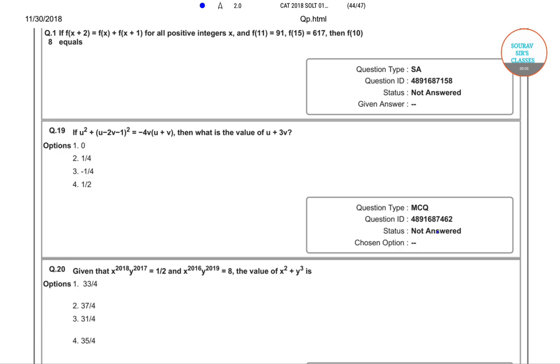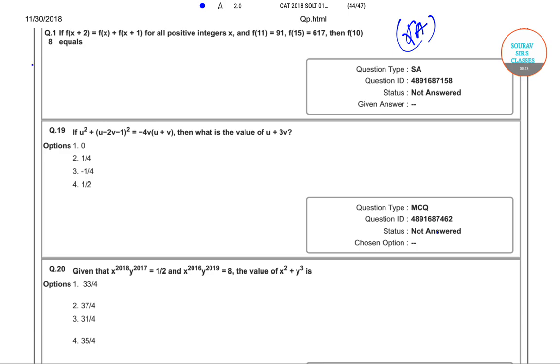Today we will be doing questions from the CAT 2018 question paper. We will be solving questions from slot 1 of the exam, from the quantitative aptitude portion. We have done the earlier questions from this very question paper in our earlier videos. You can go through those videos to see the solutions for the questions before question number 18. Today we will be starting from question number 18.